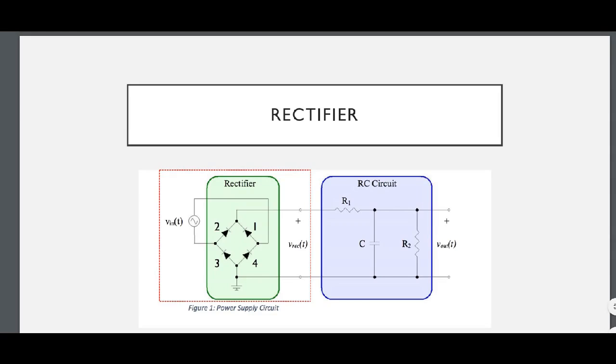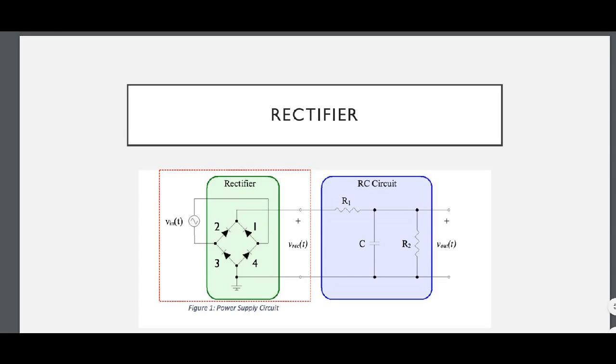V in goes down to where diodes 2 and 3 are. Again, it flows through diode 2 because it cannot flow through diode 3. Loops around, completes the circuit, goes through diode 3 and 4, however, flows through diode 4, goes around, completes the circuit of the input voltage.